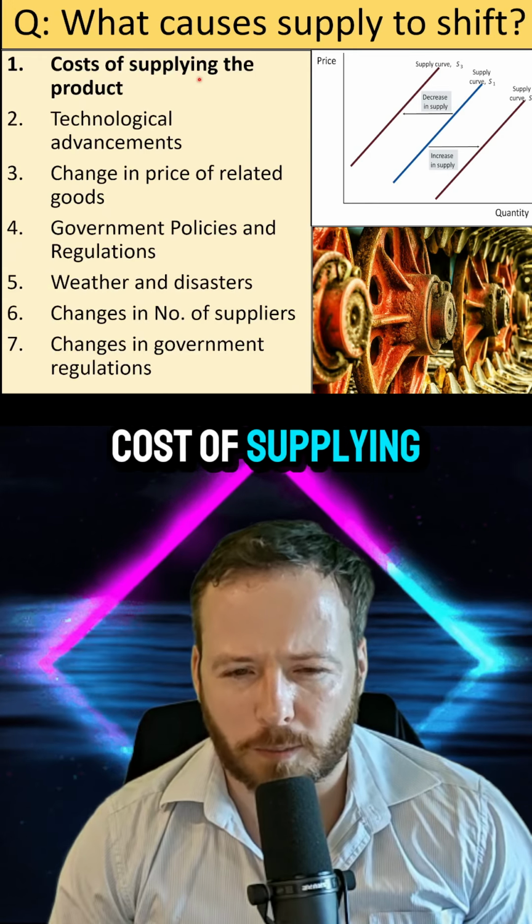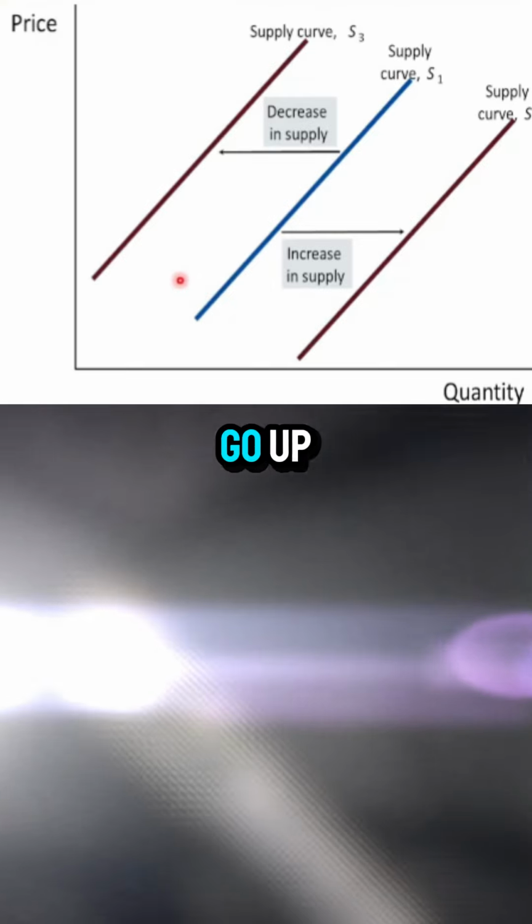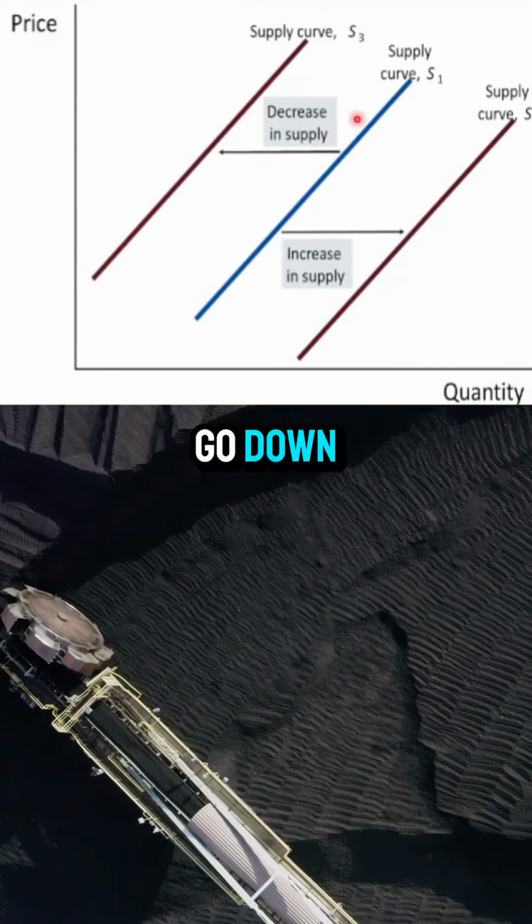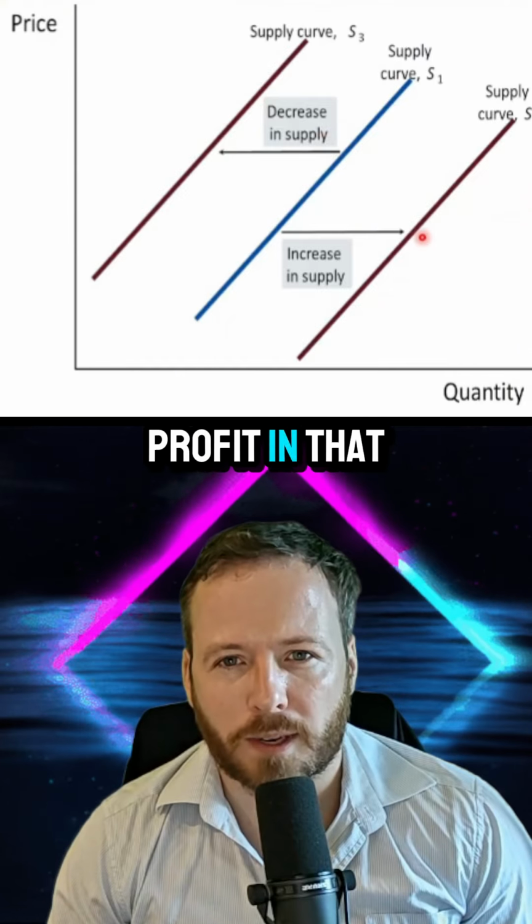Let's start with cost of supplying the product. If the cost of raw materials go up, supply shifts back. It costs more to make it. If the cost of raw materials go down, more will be supplied because there's more profit in that gap.